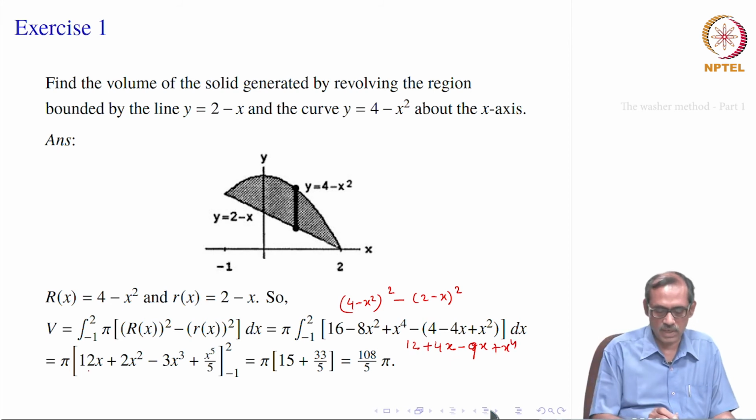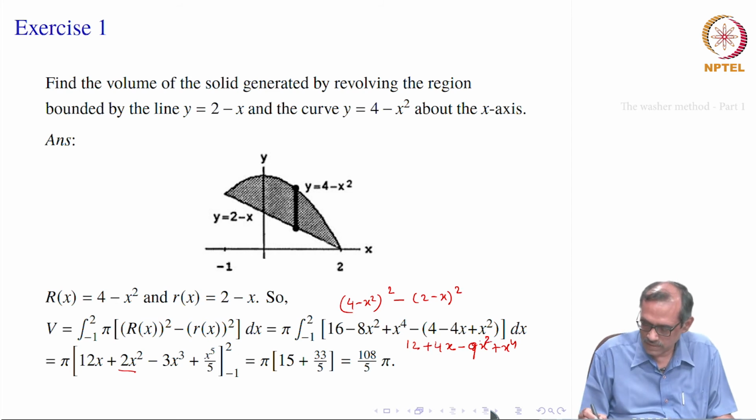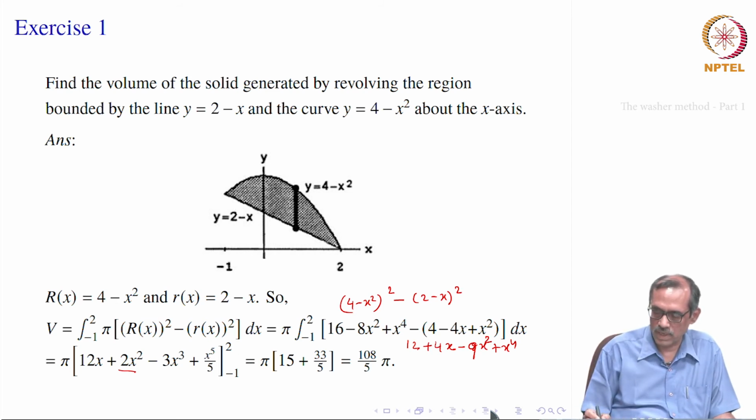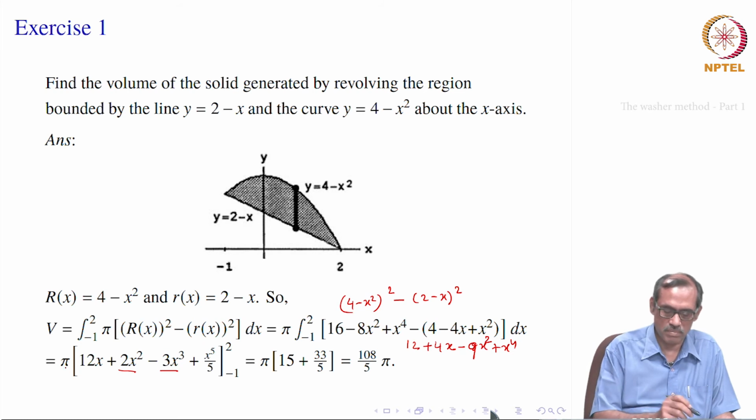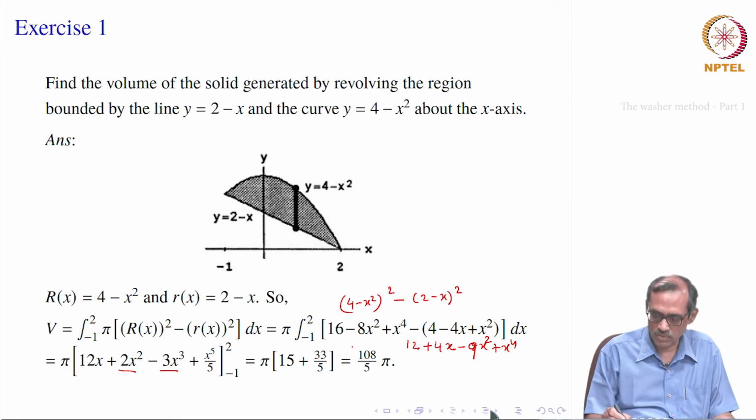Now, when you integrate, you would get 12x, and 4x is giving 2x² minus 9x², that gives divided by 3, x³, and x⁴ gives x⁵ by 5. So, that is to be evaluated at minus 1 and 2, then subtracted, that simplifies to 108 by 5 times pi.